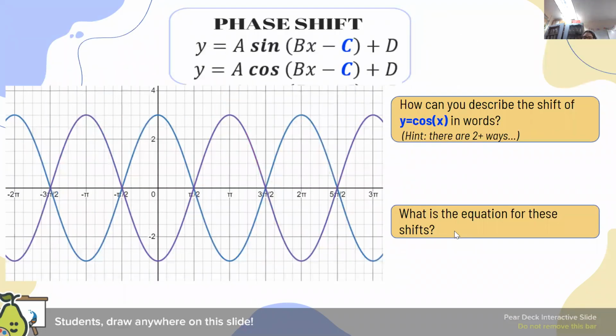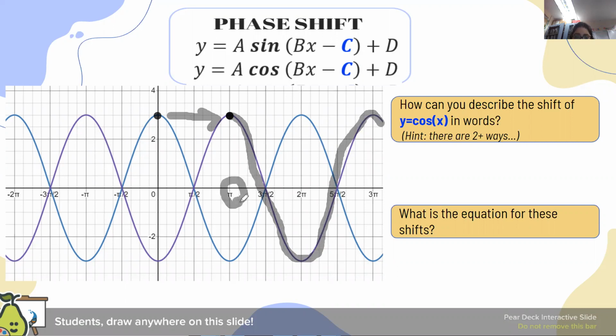Here's another one, right? Now we're going to talk about cosine. How can I describe the shift of cosine in words? If I take a look at cosine to begin with, cosine always starts up at 1, right? Or up above. So if I move it to the right, how many units am I going before I can start my one cycle of cosine again? Well, that's going to be pi units.